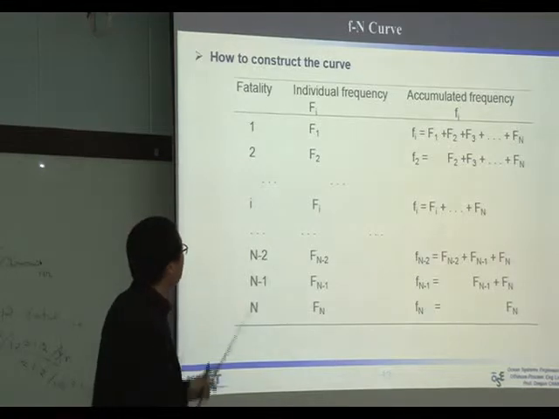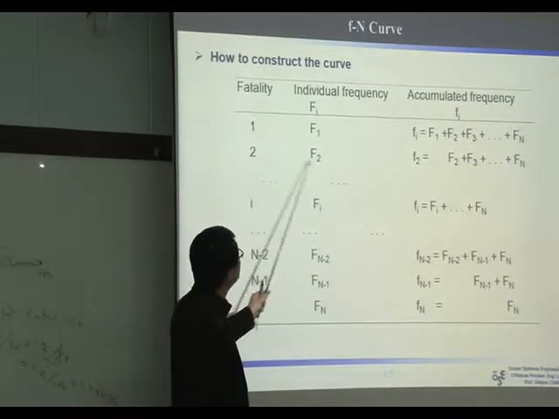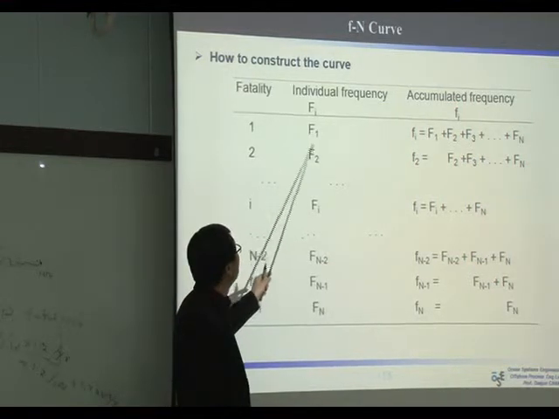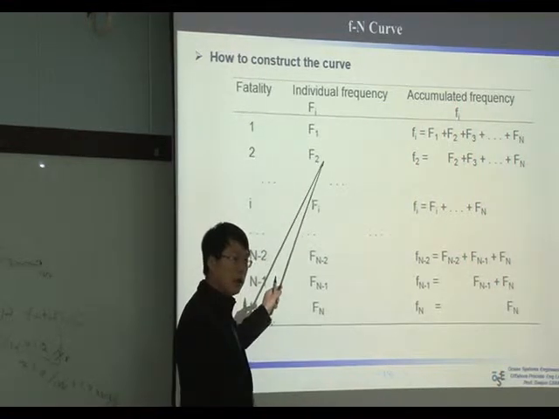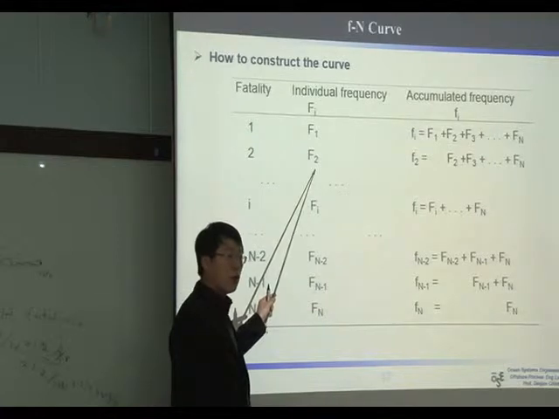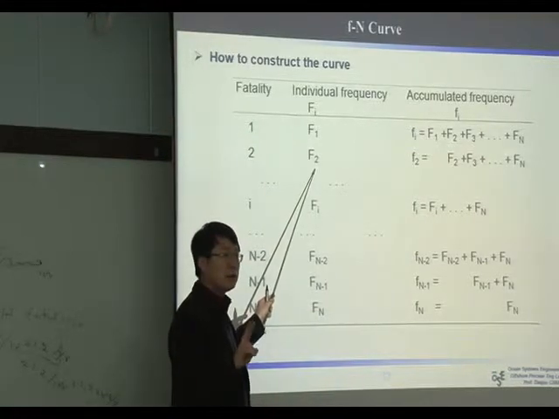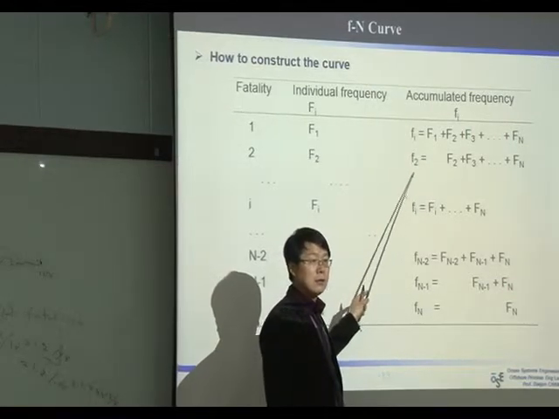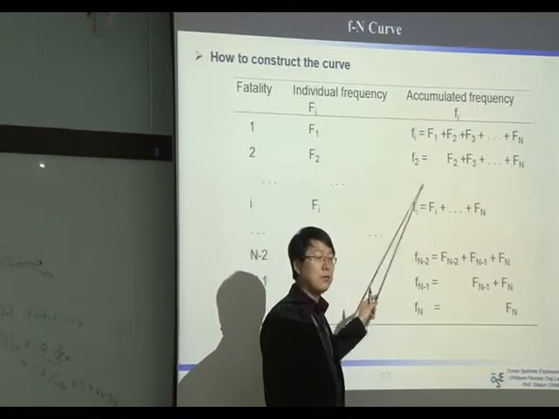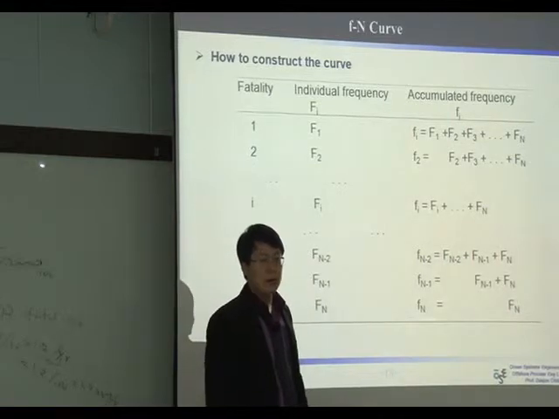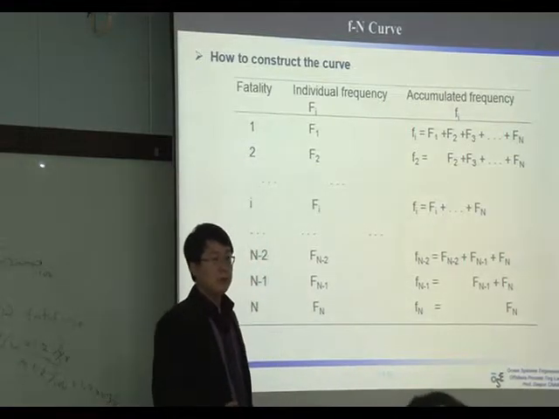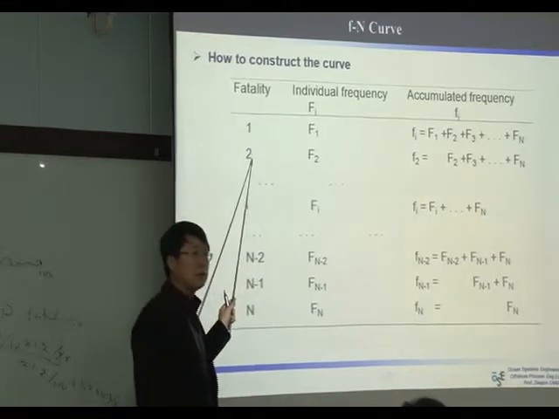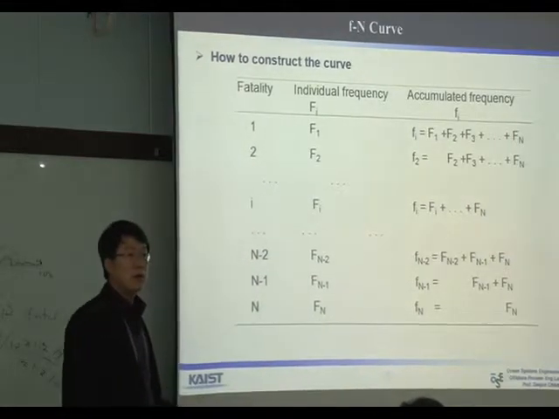Then, what is the meaning of this one? This one is just the frequency of the accident that causes 2 fatalities. What is the meaning of this? The frequency of the accident that caused 2 fatalities and more.